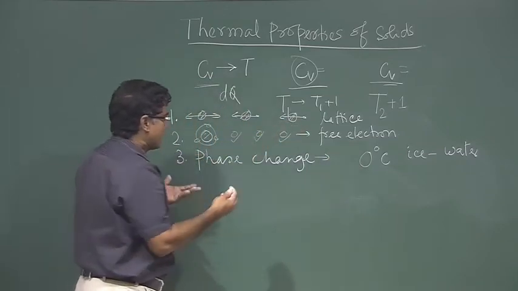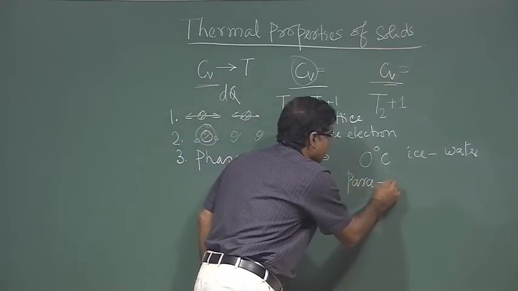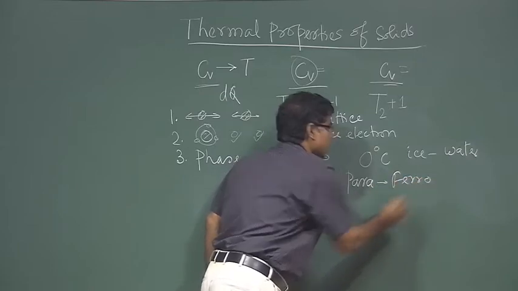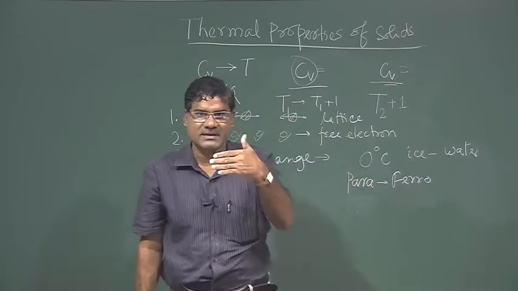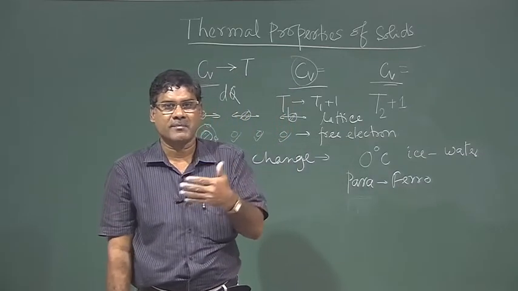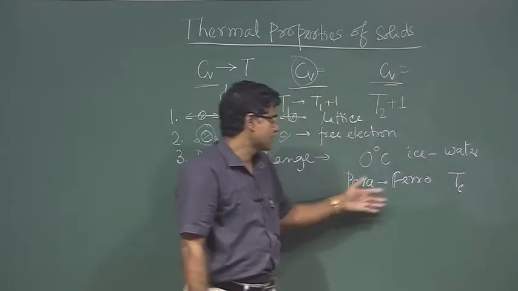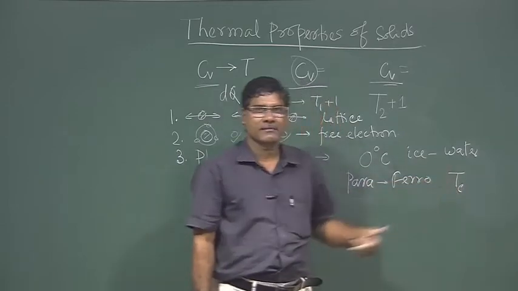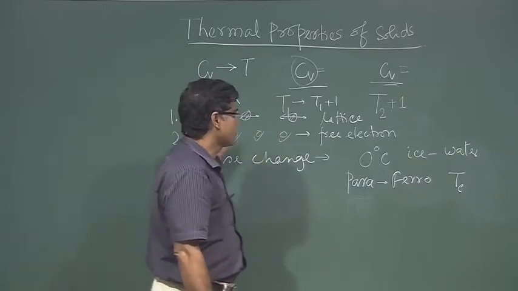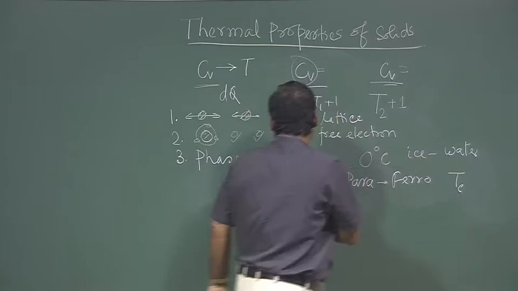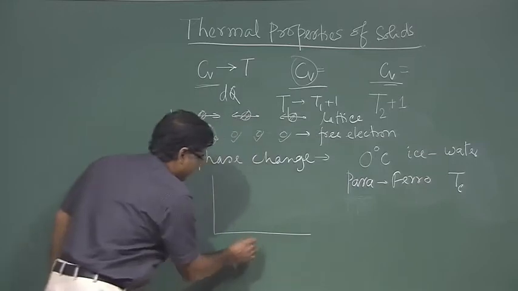This is one example. Another example, magnetic phase change, para to ferro. That phase change occurs at the Curie temperature Tc, at a particular temperature Tc. At this point, the specific heat will be different than at the other temperatures. So, you will get basically a smooth variation of Cv as a function of temperature.